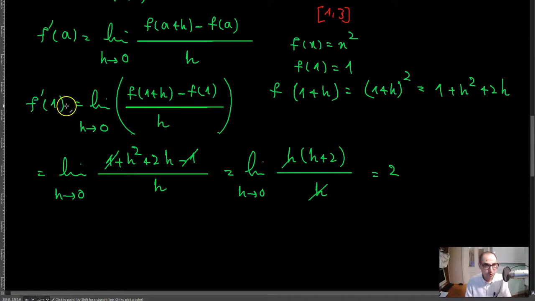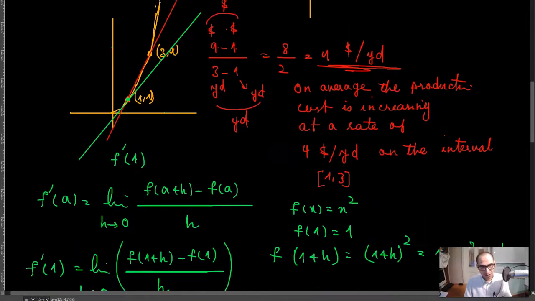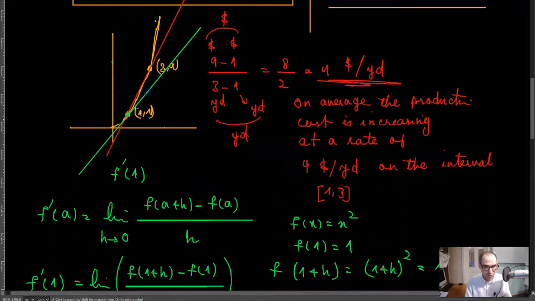And of course, we know that the instantaneous rate of change at x equal to 1, for example, happens to be 2, and that is $2 per yard, which is the slope of this line over here, right? Now, we can of course draw the tangent line to the graph of this function and see what the slope of the line is exactly at this point.